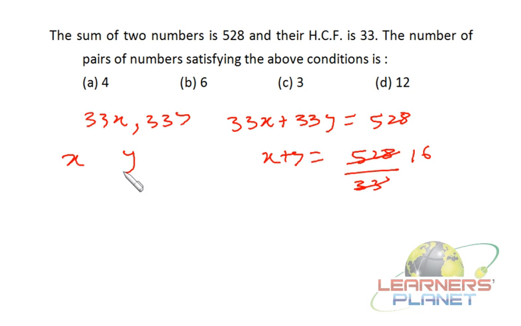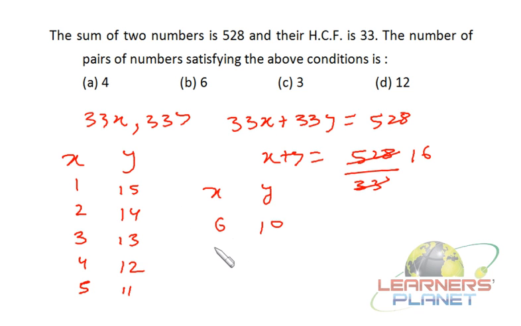I have x, y, that is 1, 15, 2, 14, 3, 13, 4, 12, 5, 11. Then I write over here 6, 10, 7, 9 and 8 and 8. Okay, so it looks like we have 8 pairs, but friends, it's not like that.